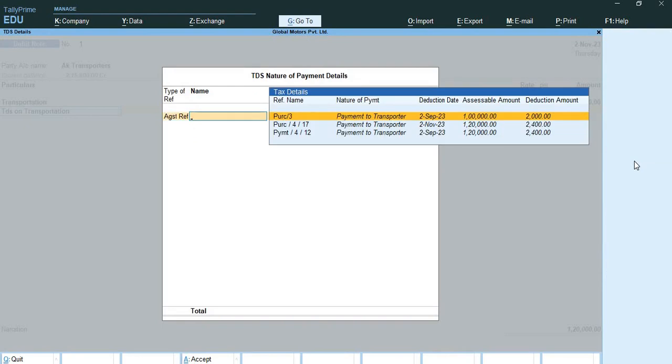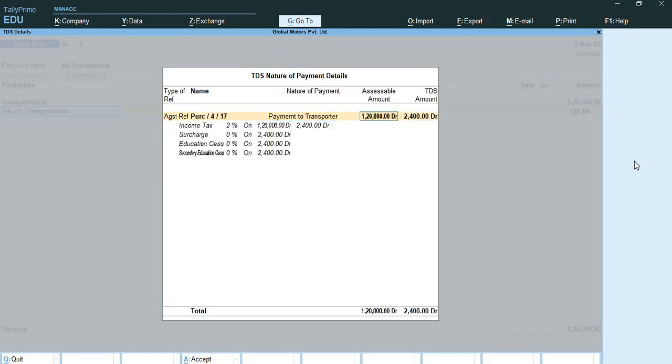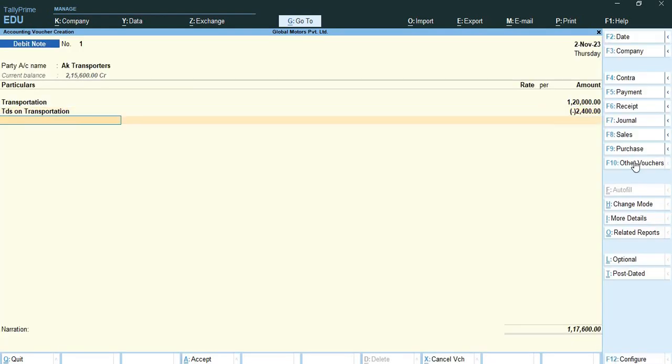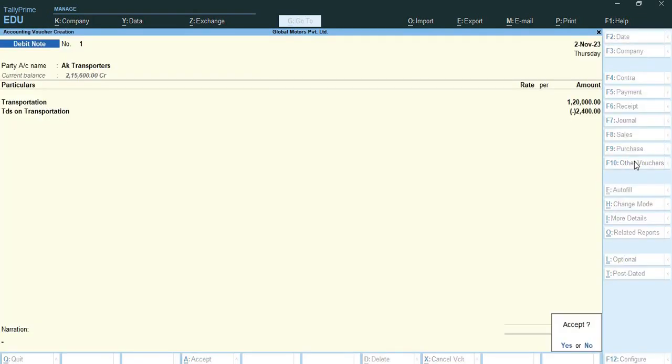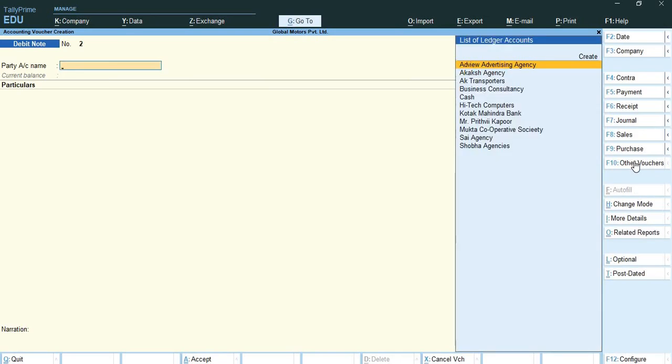Here I select payment to transporter. So this is done. Okay, so this way we have cancelled the transaction and also cancelled the TDS deduction. Now the next topic is deducting TDS on expenses with inventory.